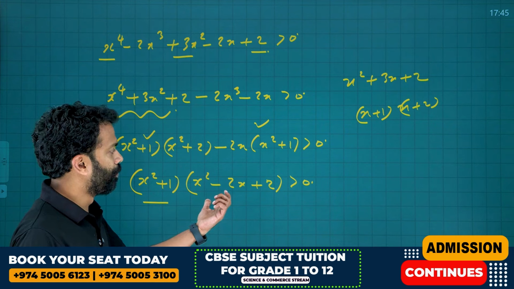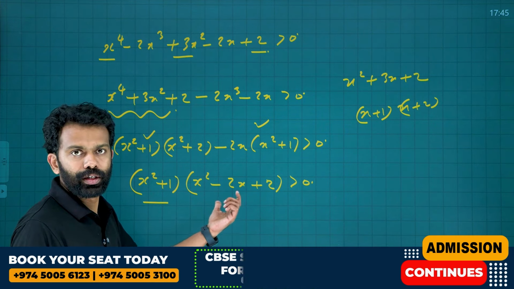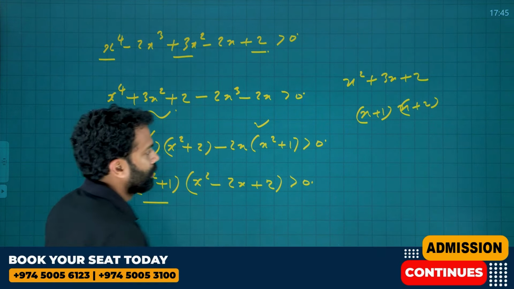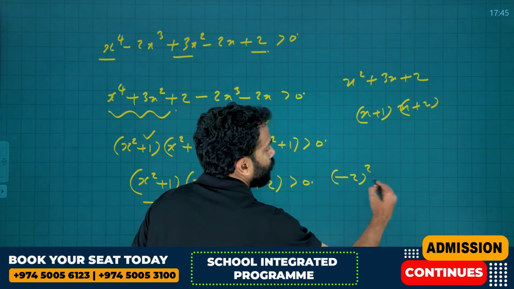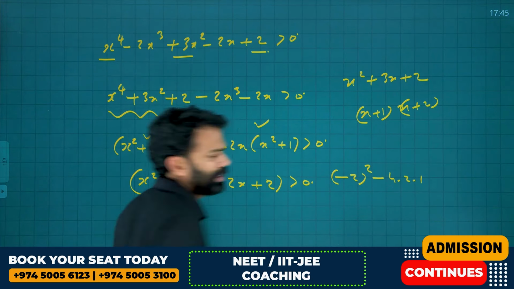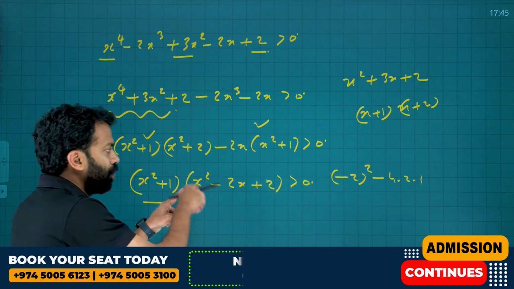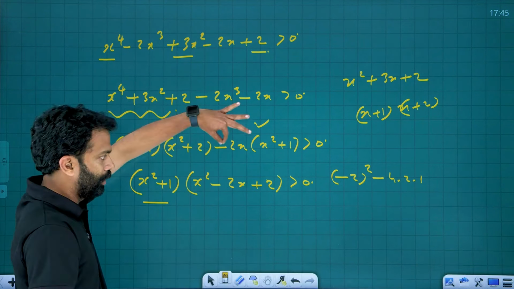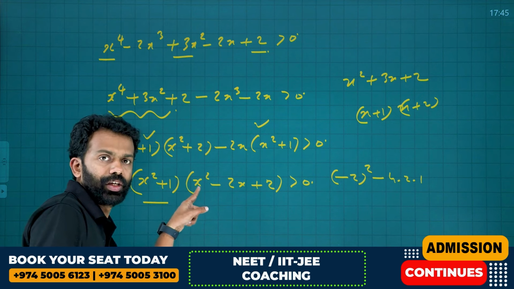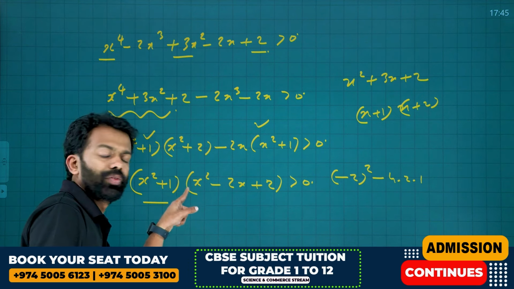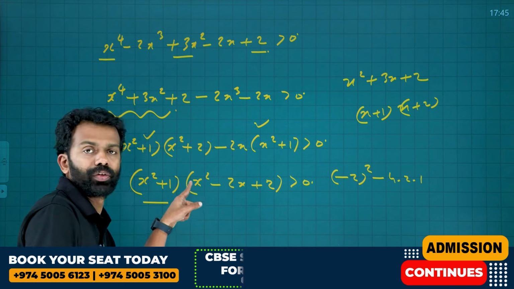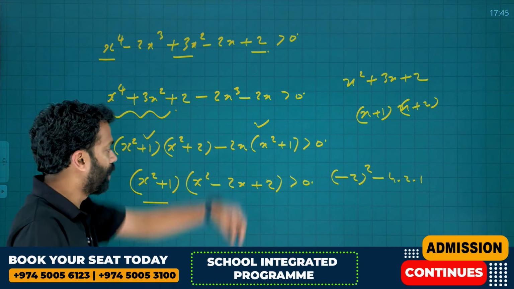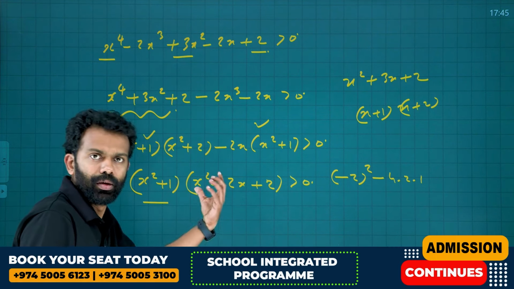So the discriminant of this quadratic equation will be negative, that is minus 2 the whole square minus 4 into 2 into 1, that is negative. So for whatever values you substitute here for x, the sign of the values obtained will be the same as the sign of x square. Here, the sign of the coefficient of x square is what? Positive. So for whatever value of x, it will be positive.